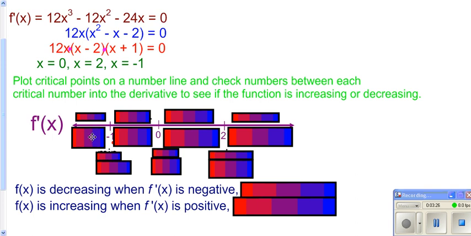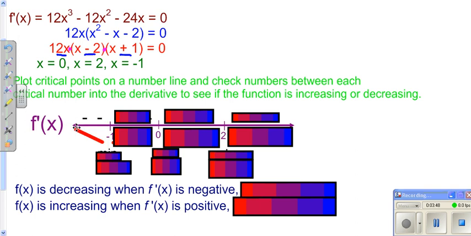Now we're going to take a number in each one of these points and try it. Let's try a number over here to the left of -1, say -2, and we're going to try it into our factored form of our derivative. Be negative here, negative here, negative here. When you multiply, you then get a negative. If your derivative is negative, that means you're decreasing, so you're going to be going down.